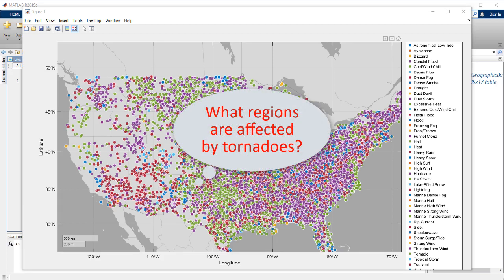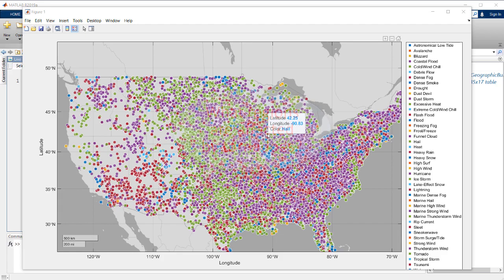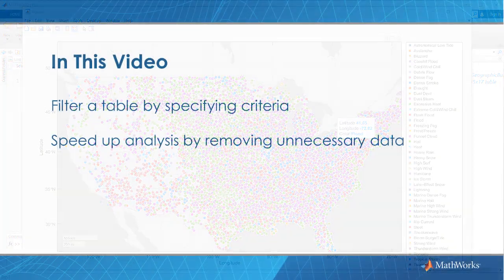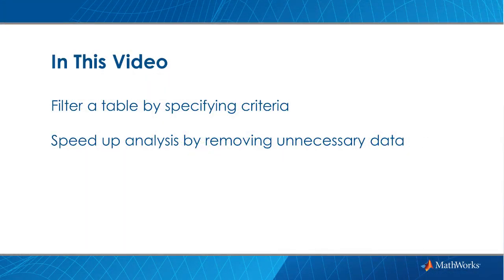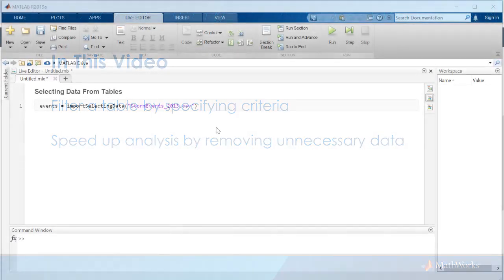How can you filter the data to keep only what's relevant for your analysis? In this video, you'll learn how to select a subset of data from a table based on criteria you define. This will help you analyze your data faster by eliminating unnecessary observations.